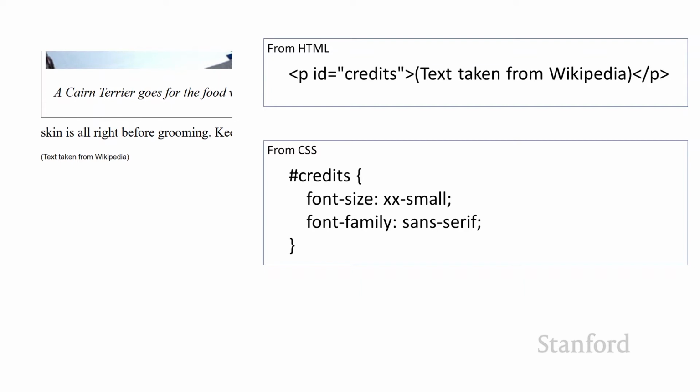But if you thought you might want to use this credits setting in other places as well, maybe you want to put credits on the photographs, it might make sense to set this up as a class. And you can see that for this particular ID, I set the font size to extra extra small, and I also set the font family to sans serif. So the text of the body, except for the headings and a few other places, is serif, but specifically the headings and this credit section is sans serif.